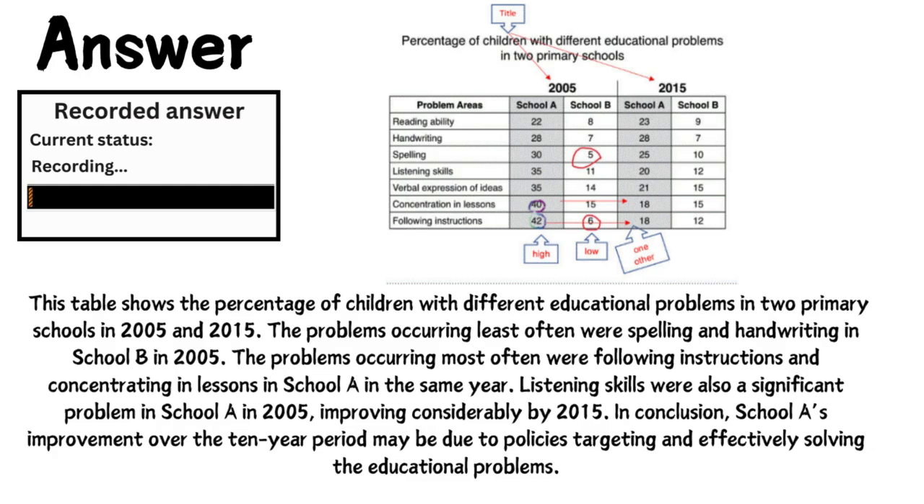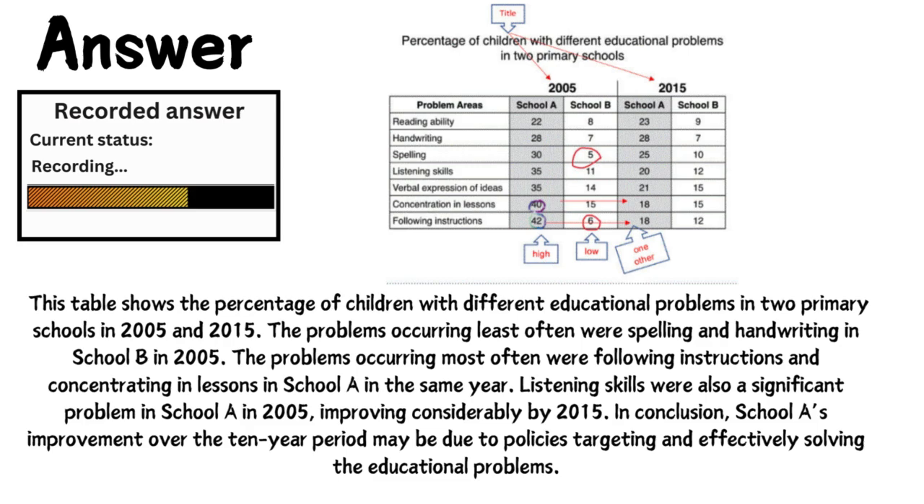This table shows the percentage of children with different educational problems in two primary schools in 2005 and 2015. The problems occurring least often were spelling and handwriting in School B in 2005. The problems occurring most often were following instructions and concentrating in lessons in School A in the same year.